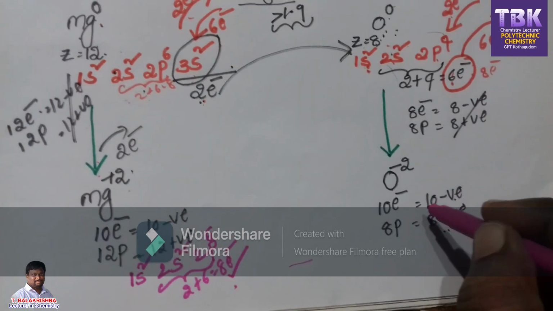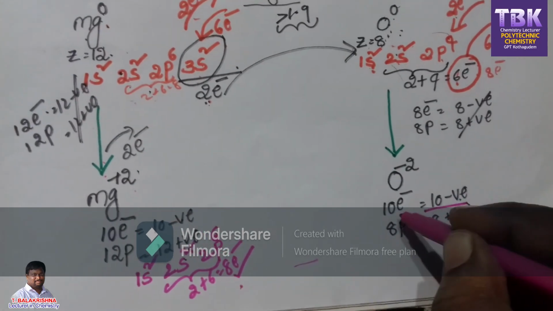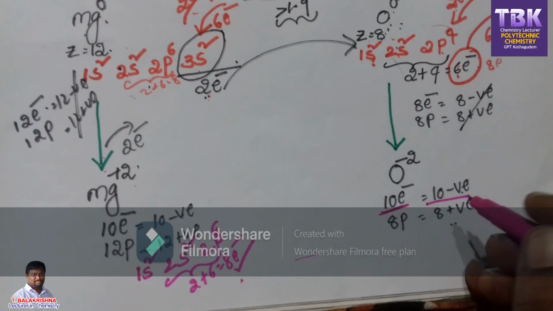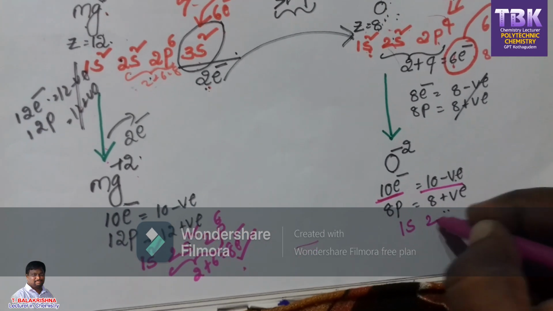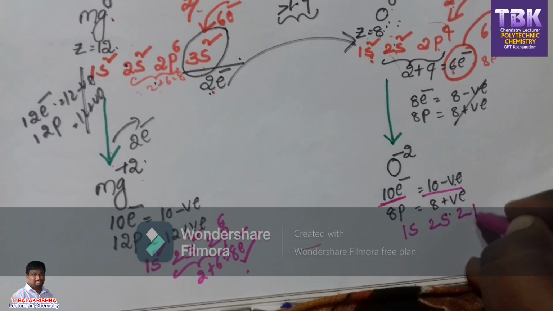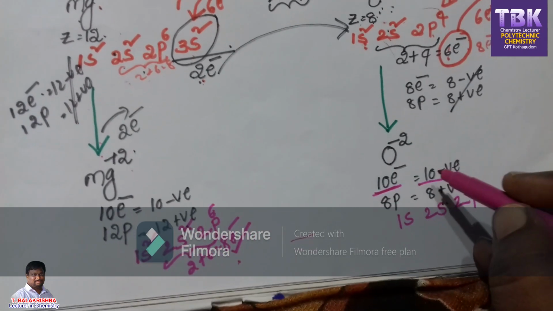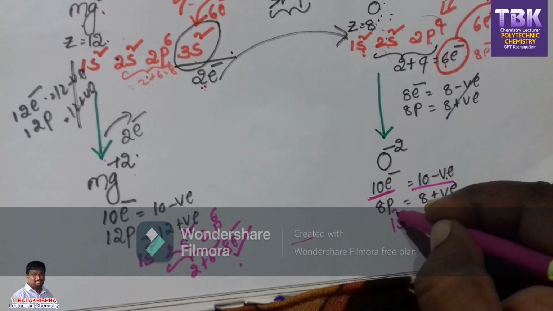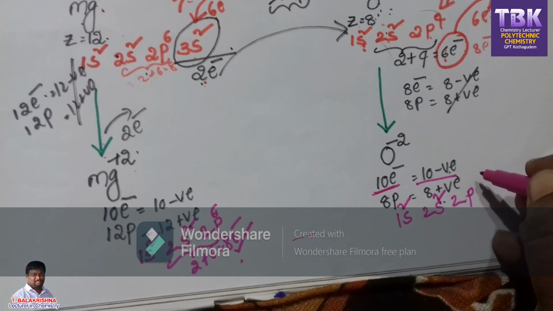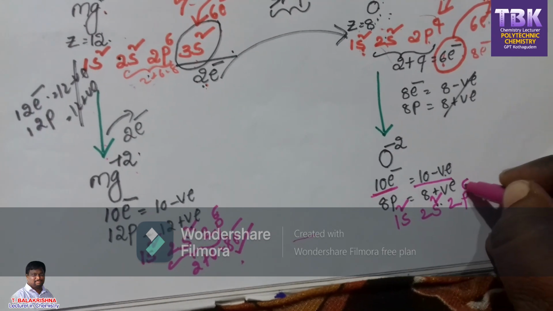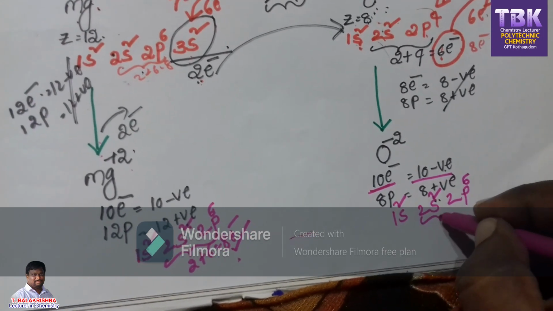So write the electron configuration. How many electrons does it have? 10 electrons, after gaining the 2 electrons. So write in increasing order: 1s2, 2s2, 2p6. So it has 10 electrons. 2 are filled in the lowest, the next 2, and 6. So the outermost orbit is the second orbit.